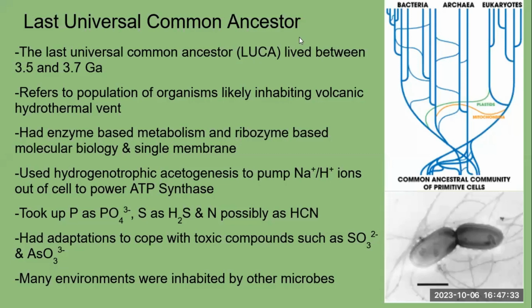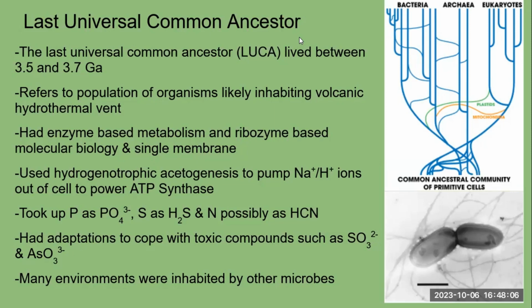Many modern systems have their roots in the last universal common ancestor of all life alive today, or LUCA. This refers to a population of organisms which lived in a volcanic hydrothermal vent between 3.5 and 3.7 billion years ago. LUCA had a more primitive molecular biology than modern organisms, with DNA replication and transcription being carried out by ribozymes. However, the enzymes involved in its metabolism were comparable to those used by life today.